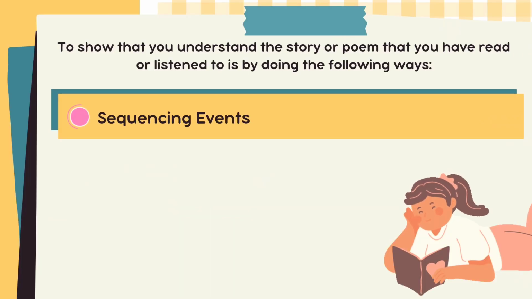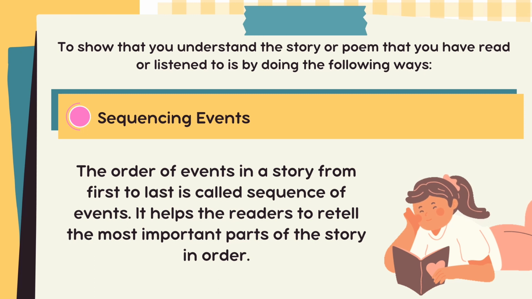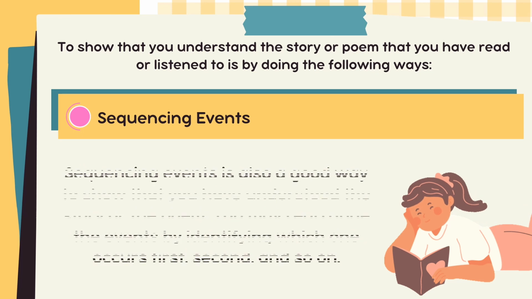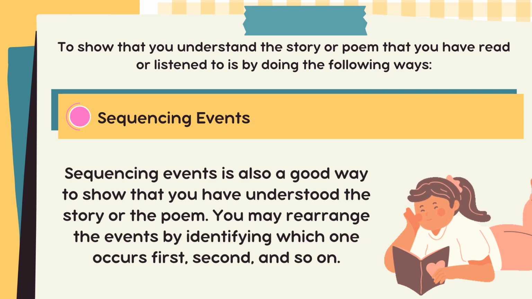Sequencing events. The order of events in a story from first to last is called sequence of events. It helps the readers to retell the most important parts of the story in order. Sequencing events is also a good way to show that you have understood the story or the poem. You may rearrange the events by identifying which one occurs first, second, and so on.